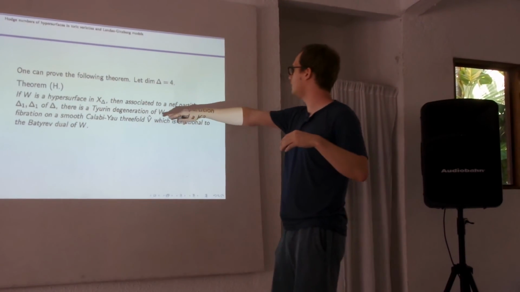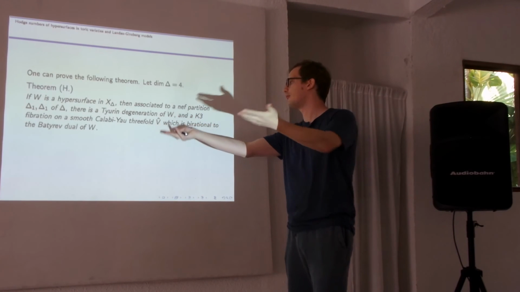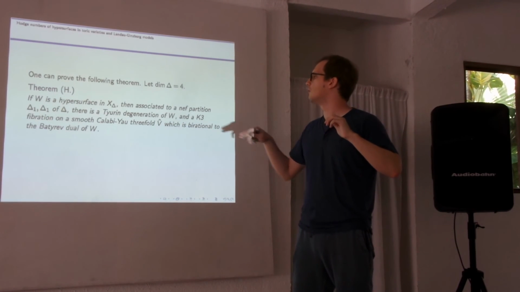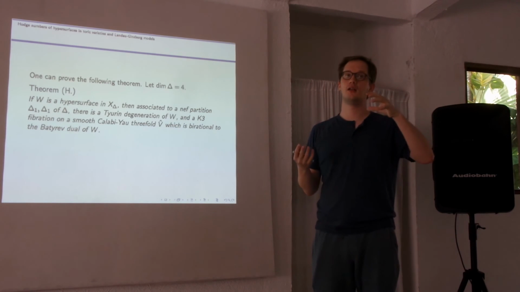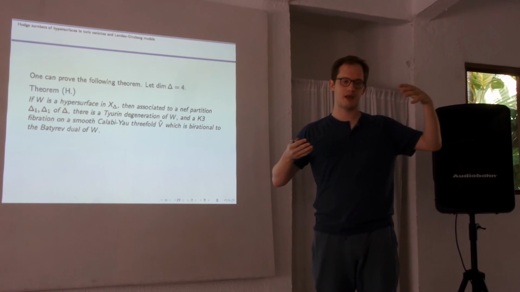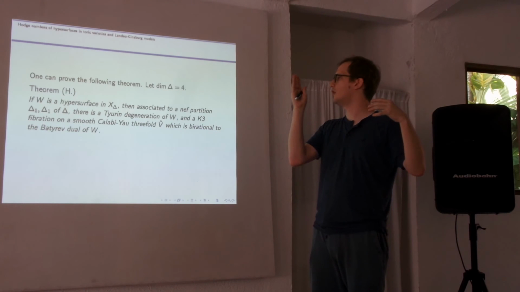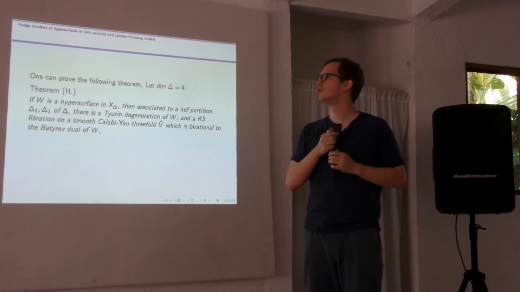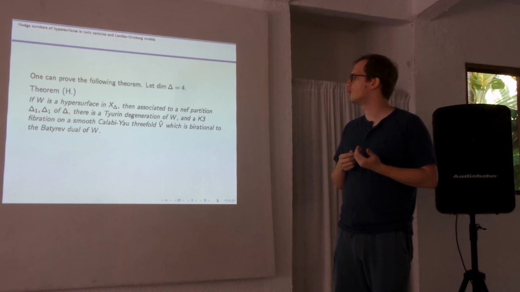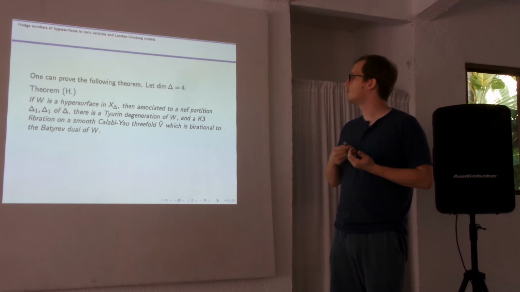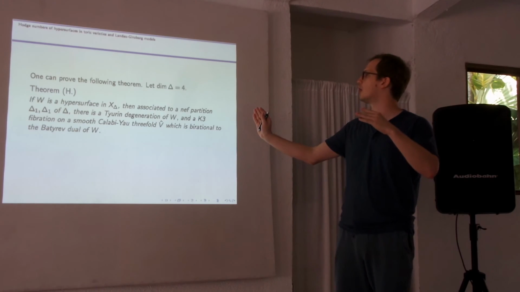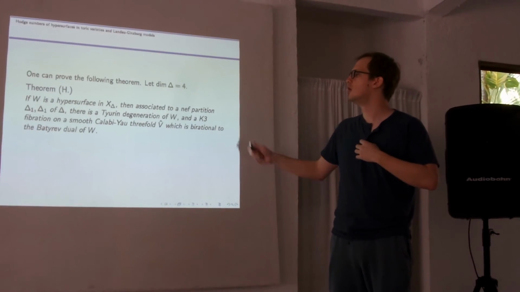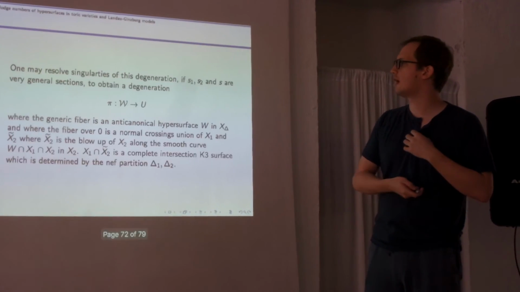V, which is the Batyrev dual to this thing, or one of the Batyrev duals. Then you can find a Calabi-Yau threefold, which is birational to that Batyrev dual, so that there's a fibration on this thing by K3 surfaces. And this is done in a very canonical way. I won't say too much, but there is a mirror symmetry going on between the fibers of this fibration and the intersection of X1 and X2.